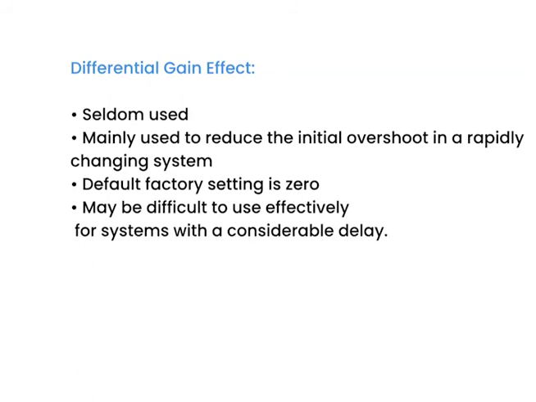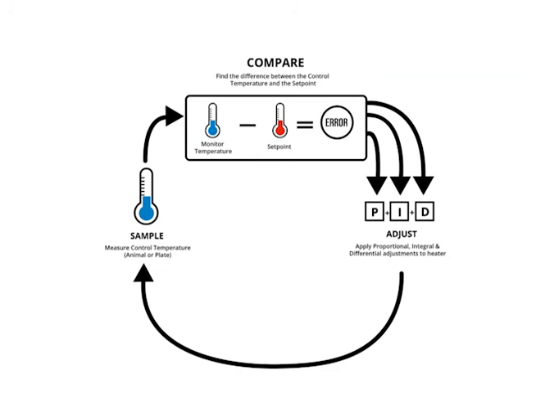To recap this process, the monitor temperature is compared with the set point to determine the error, and then the PID algorithms are applied to the error value. The PID values are added together to determine the command which is sent to the heater. The heater output changes the monitor temperature, and then the cycle repeats.